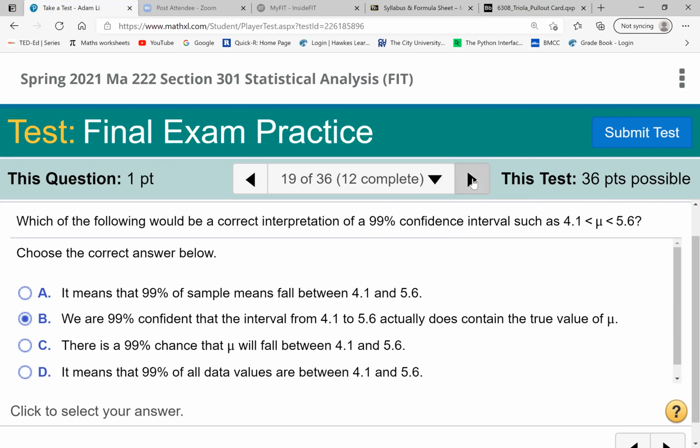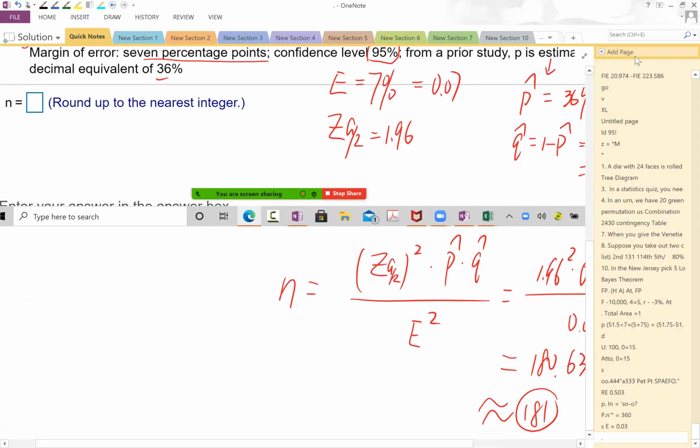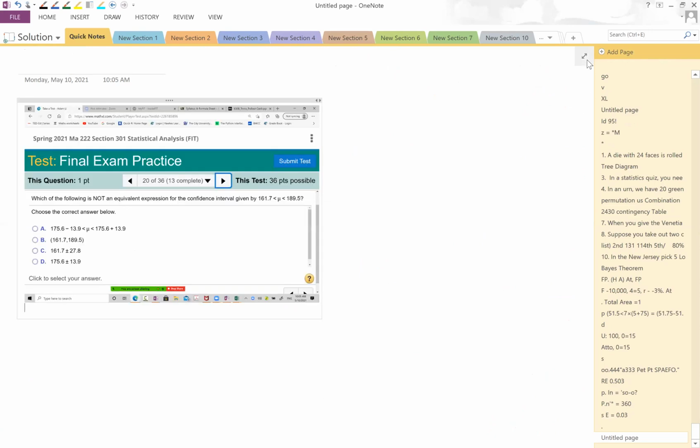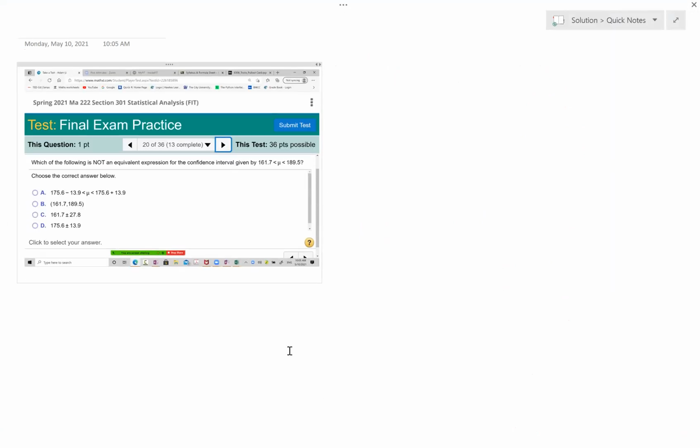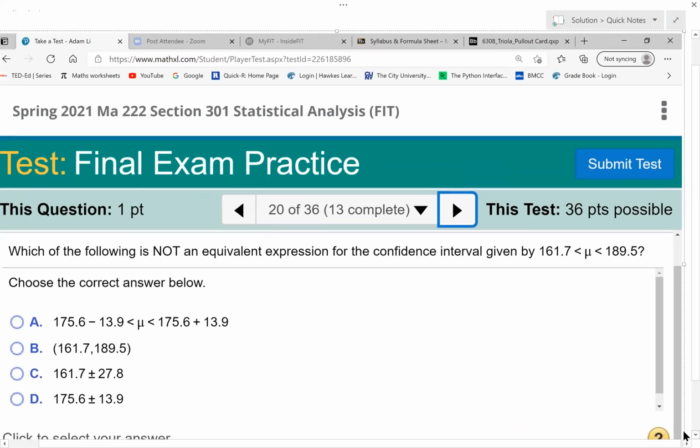Okay, that's question 19. Question 20. Which of the following is not an equivalent expression for this? Basically they want you to find the sample mean and also the margin of error. So let's do a calculation really quickly, so that it will be a lot easier to look at the result and pick the right choice. All right, one more time. We just have to find the sample mean, also the margin of error. And this is the confidence interval for the population mean mu.